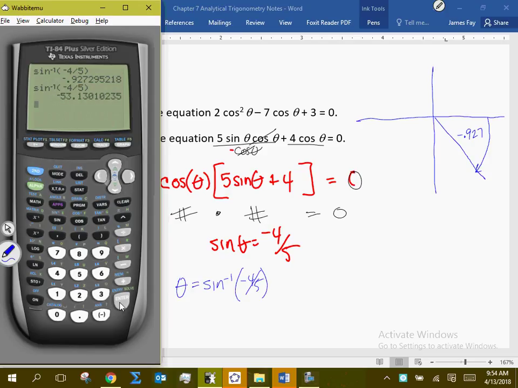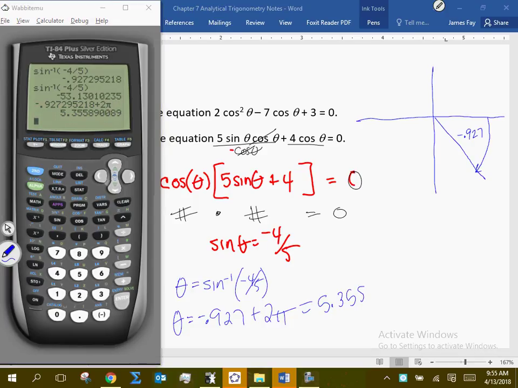Okay. Well, if I have negative 53 degrees, how do I get the positive version of that? Add 360. Okay. So if I'm at negative 0.927 radians, how do I get the positive version of that? Add 2 pi. Okay. So theta should equal negative 0.927 plus 2 pi, which will equate to, so grab this thing up here, add 2 pi to it, 5.35589.